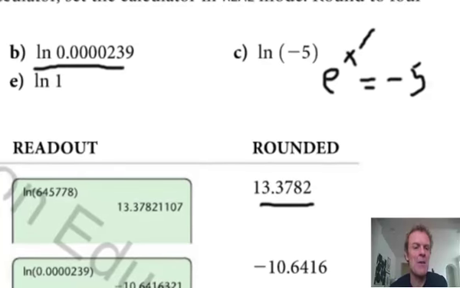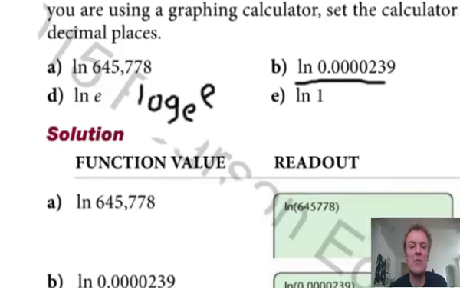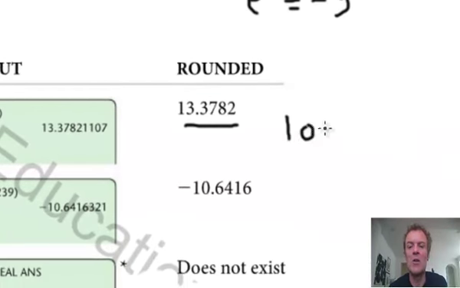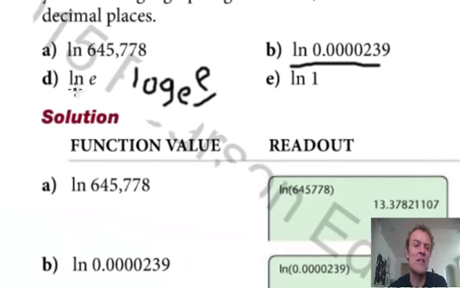How about this? Well, the natural log of e. Remember the natural log you can think of as log to base e. So log to base e of e, well, anything to the power 1 will give you itself. Now remember when we had this one before? Log to base 8 of 8. That equaled 1. Because these two are the same, the answer to this is 1.